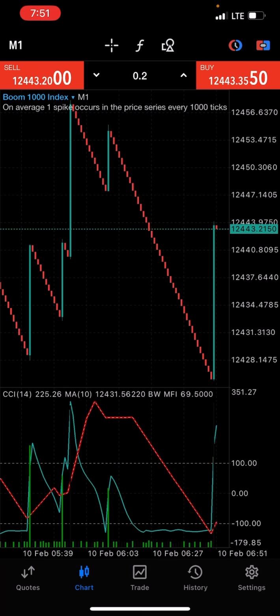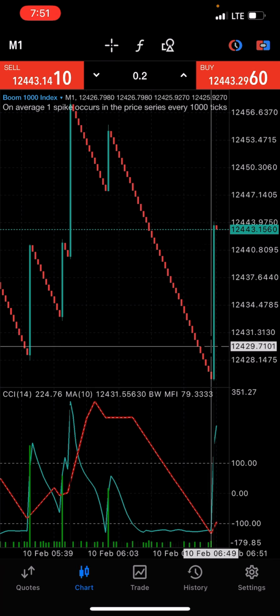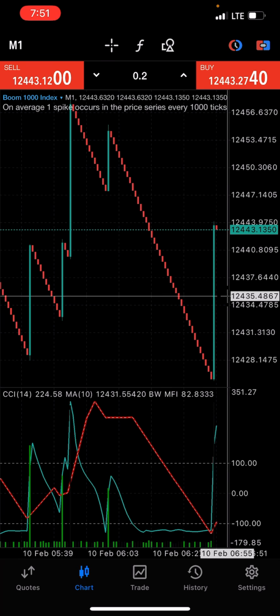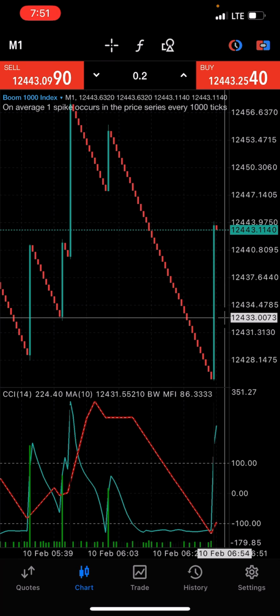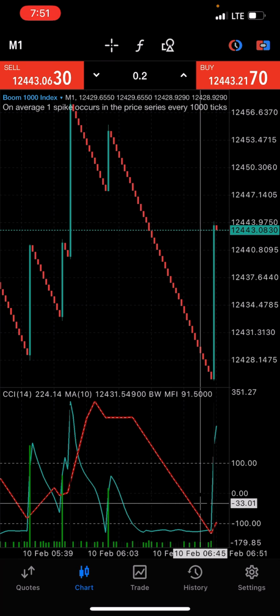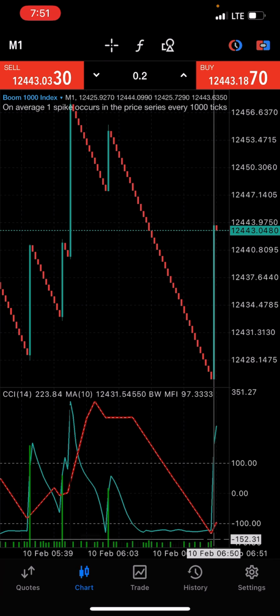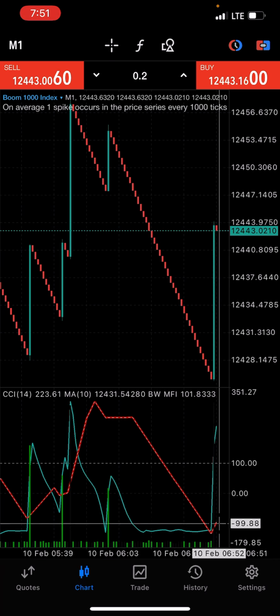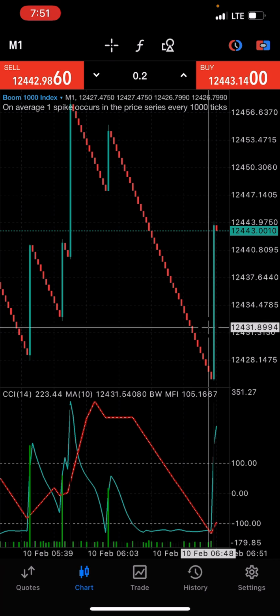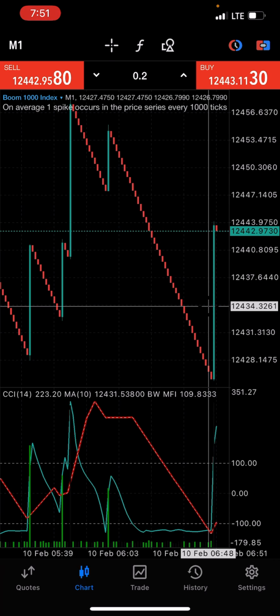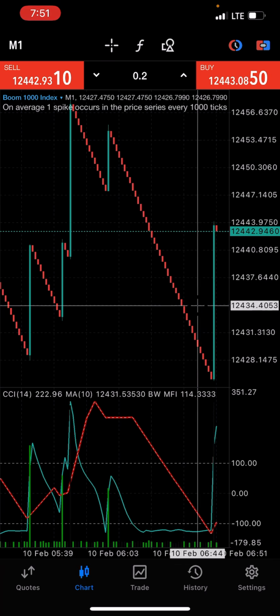So, guys, this is Boom 1000 index. As you can see at this point, we just got a spike. Using our amazing strategy, when the red moving average crosses below the green line at the oversold level, it indicates a spike. And look, we just got a spike.